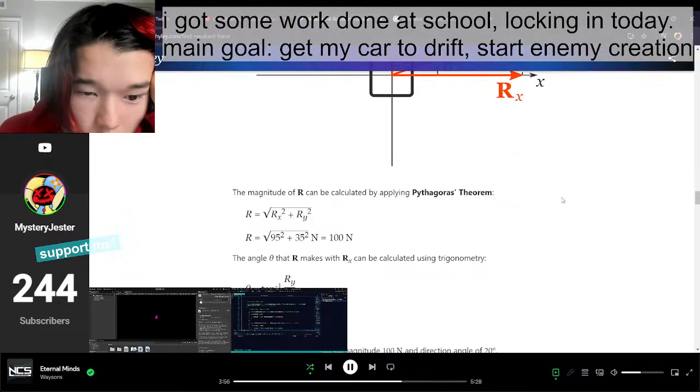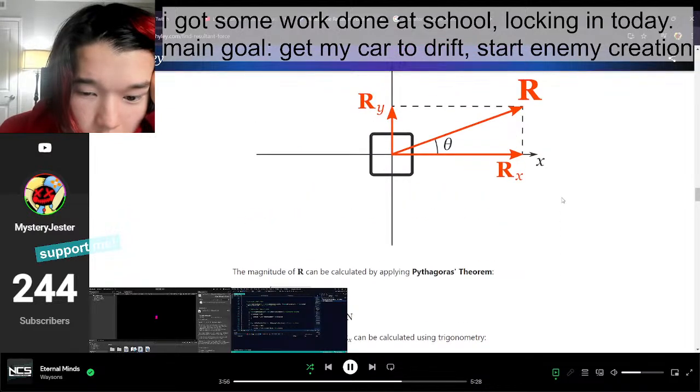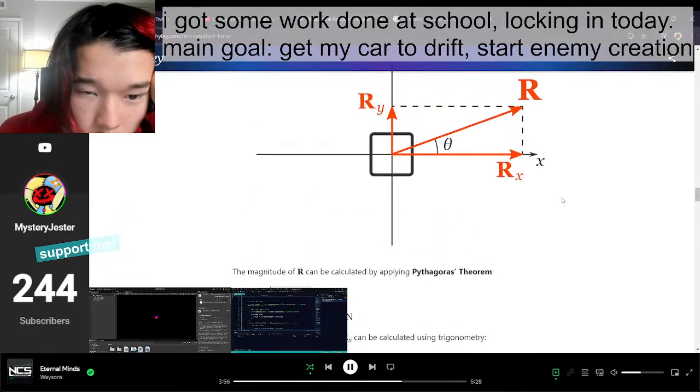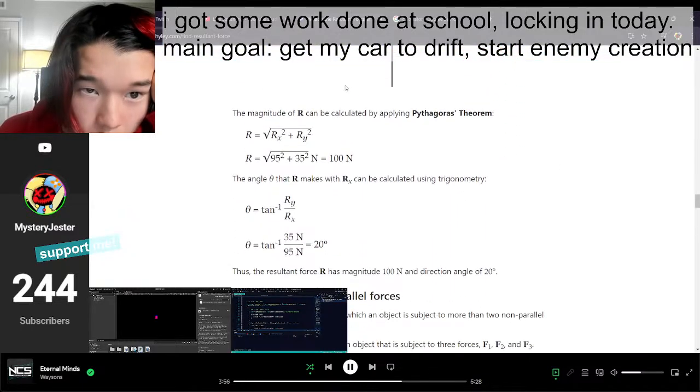The angle theta that r makes with r sub x can be calculated using trigonometry. Okay.